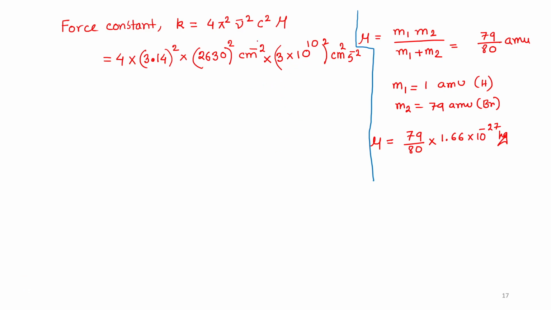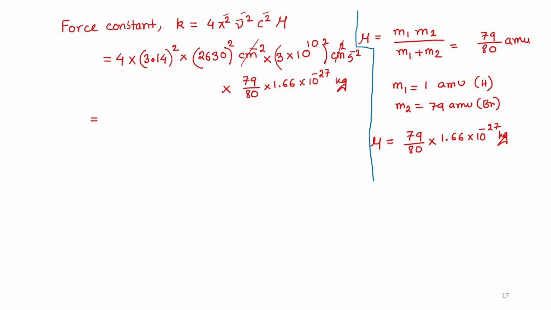So I have done this, and now the reduced mass I will add. So 79 divided by 80 into 1.66 into 10 to the power minus 27 kilograms. Now see what we are going to get. So the centimeter minus 2 and centimeter are gone, right? Let us calculate the value by calculator, and I will tell you what is the value we are getting.